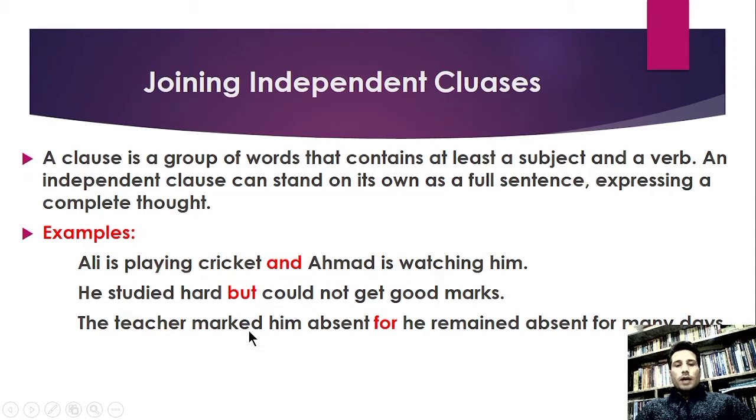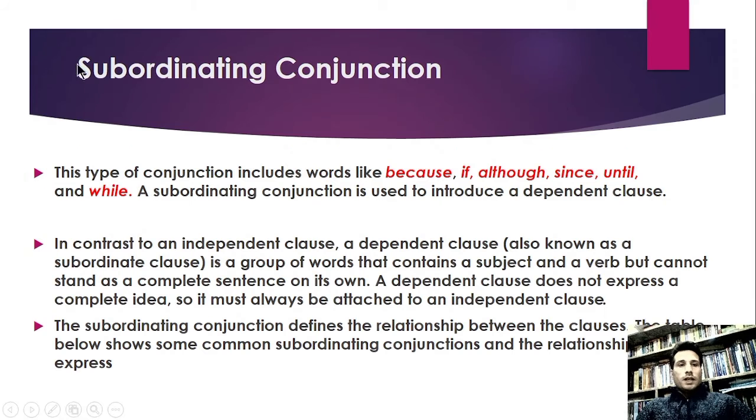The teacher marked him absent, he remained absent for many days. So we have two clauses here, and we join them with the help of for. So the teacher marked him absent, for he remained absent for many days. Okay, next we have subordinating conjunction.